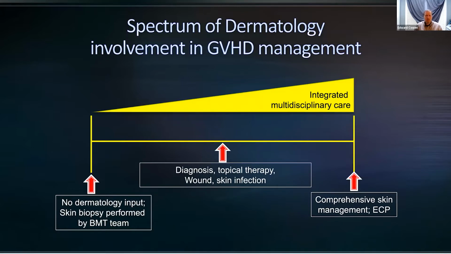So dermatologists are maybe involved intermittently to help make the diagnosis. They may make recommendations about skin-directed topical therapies or help with wound management or skin infections. But I would say most of the time, the decisions regarding systemic treatment are usually going to be deferred to the primary transplant team.